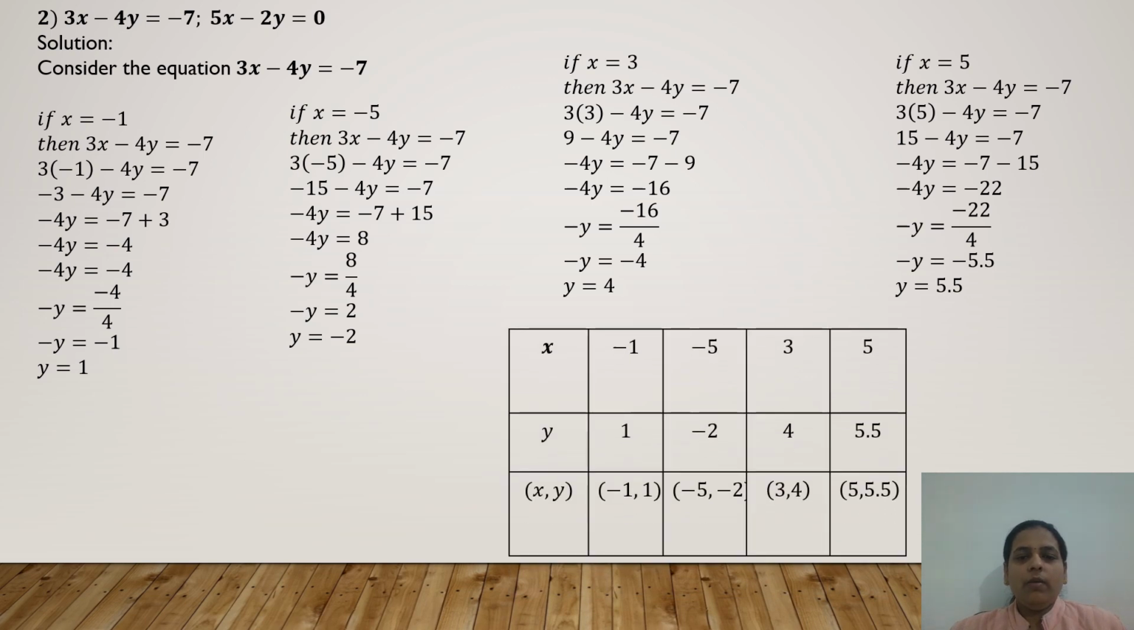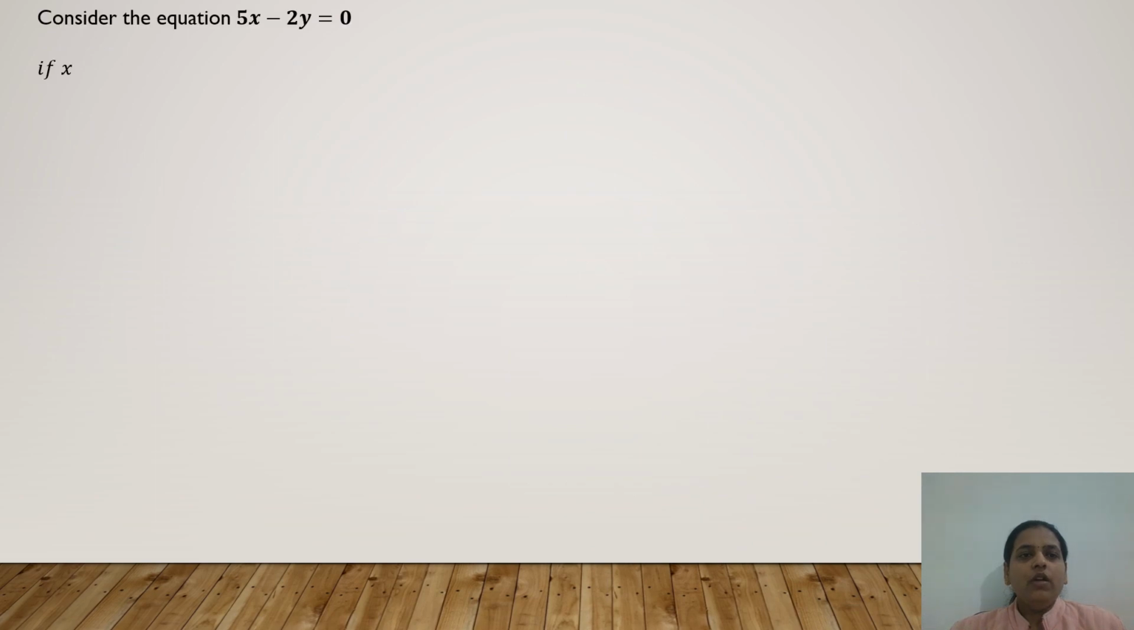So arrange the table accordingly. This is the table of the first equation. Next we want to calculate the four ordered pairs of the second equation. So consider the equation 5x minus 2y is equal to 0.